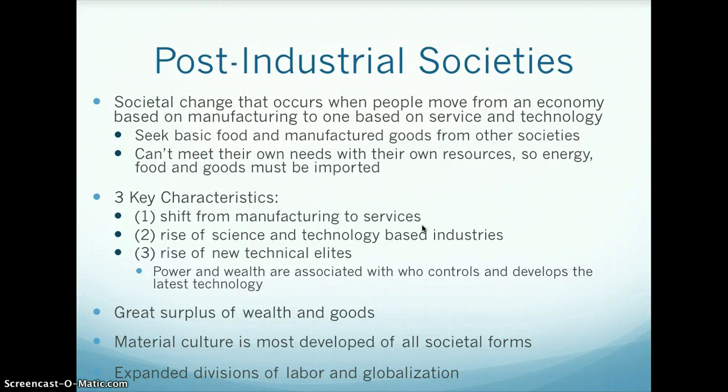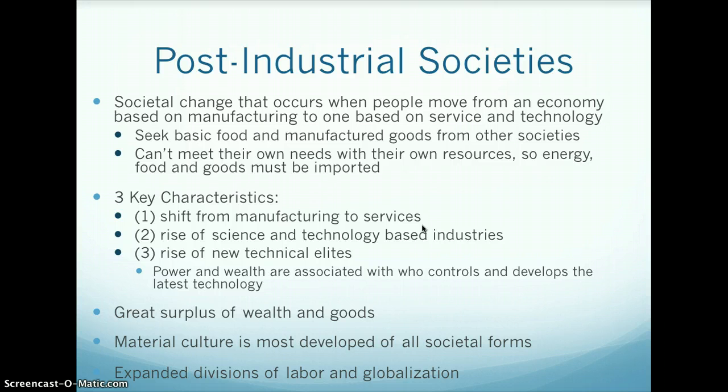And the third characteristic is a rise of new technical elites. So people who have a lot of power and wealth and status are typically those who have something to do with technology or advanced entrepreneurship. So think of somebody like Bill Gates, because he, of course, comes up with new software that we all depend on. And then maybe people who run the Apple company, or we think about the creator of Facebook. So people who are powerful and wealthy are typically associated with controlling and developing the latest technology. There's a great surplus of wealth and goods, and material culture is the most developed of all societal forms.